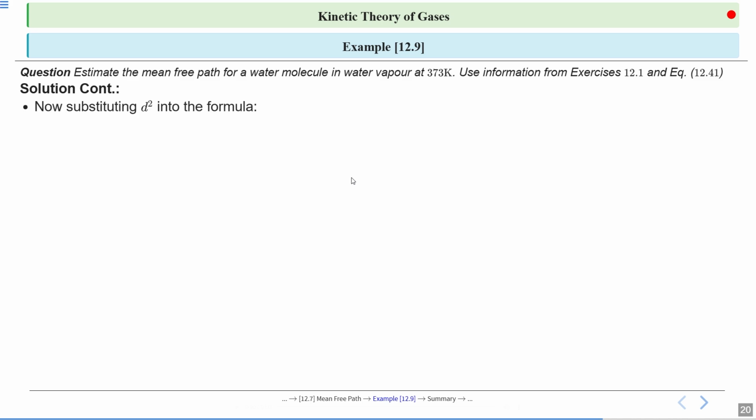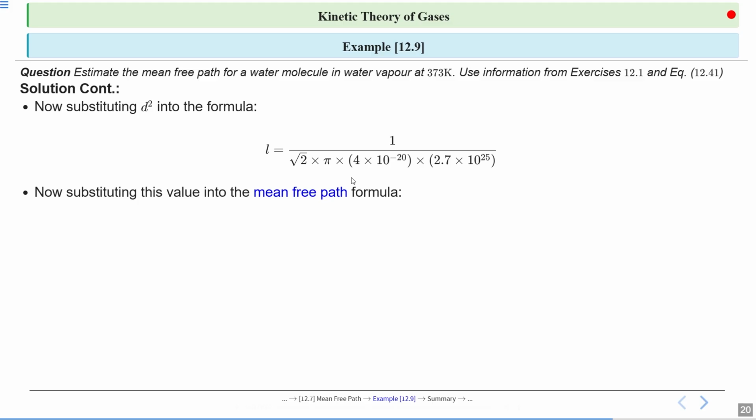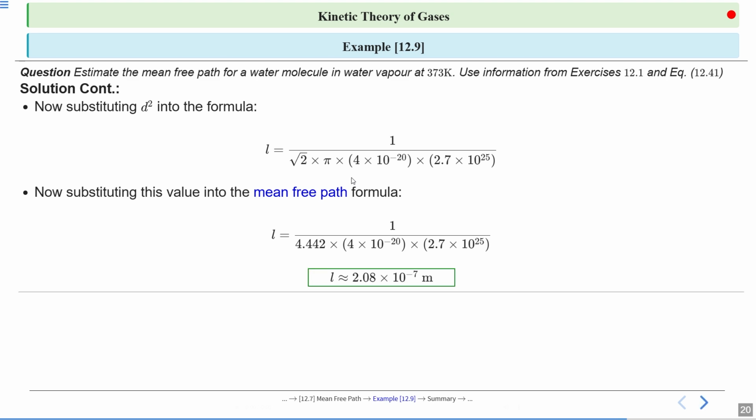So now substituting d square into the formula, we get L equal to 1 upon root 2 into pi into 4 into 10 raised to the power minus 20 into 2.7 into 10 raised to the power 25. Here we are using the molecular diameter and the number density of molecules to find the mean free path. So now substituting the values in the mean free path formula, you will get this term. So L equal to 2.08 into 10 raised to the power minus 7. This value tells us the average distance a water molecule travels in a vapor before colliding with another molecule.